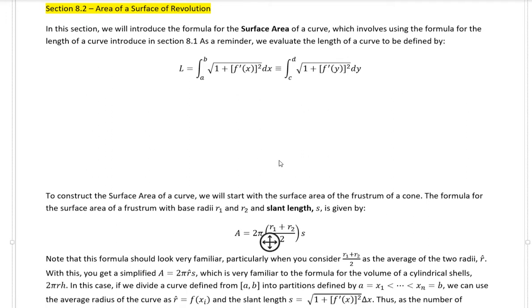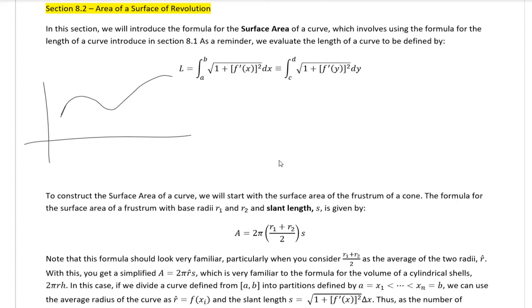Now, when we're thinking of surface area, what we want to think about is some function that looks like this, maybe. So it curves up, curves around like so. And what I want to think about is what happens if I were to rotate that around the x-axis and what the surface area would look like. So this shape will look somewhat like this. Something like that. That's what the shape would look like if I were to rotate that around.